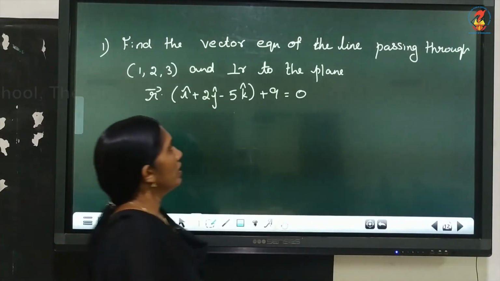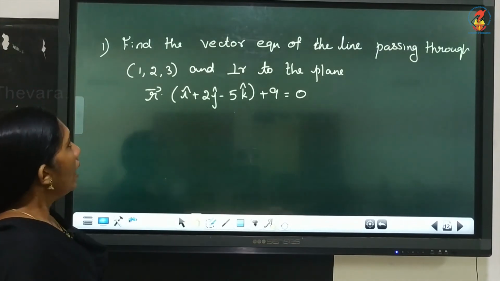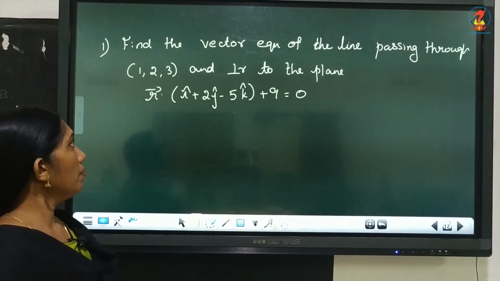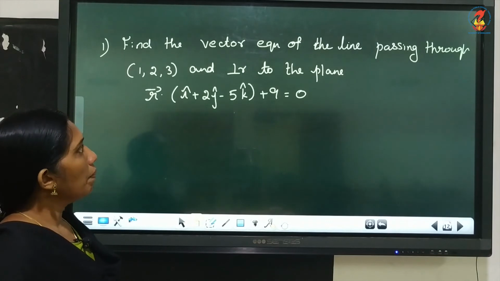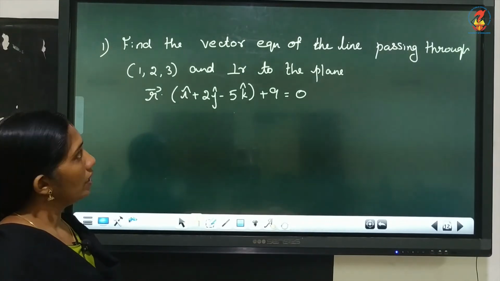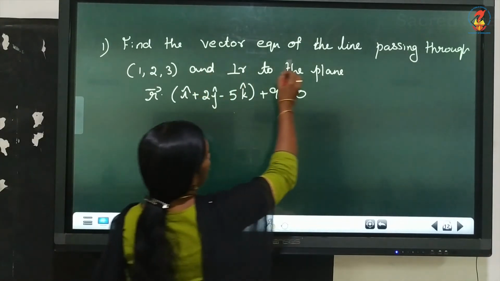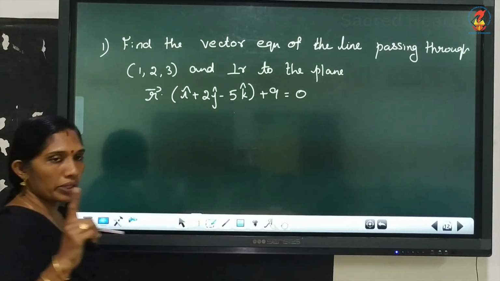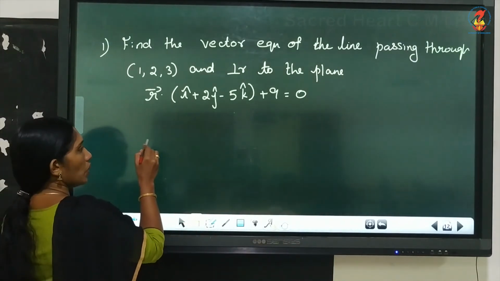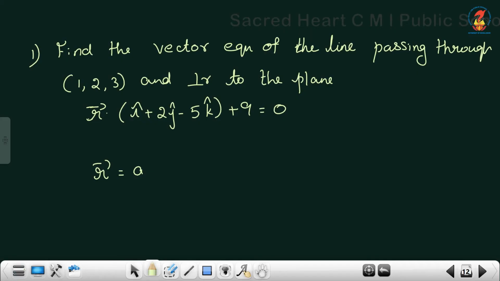Now using that we have to do problems. Find the vector equation of the line passing through a point and perpendicular to the plane. Find the vector equation of the line passing through a point. Single point is given. So required equation is a plus lambda b. That's the format. A is the point and b means parallel vector. That is not given. But given that the line is perpendicular to the plane.